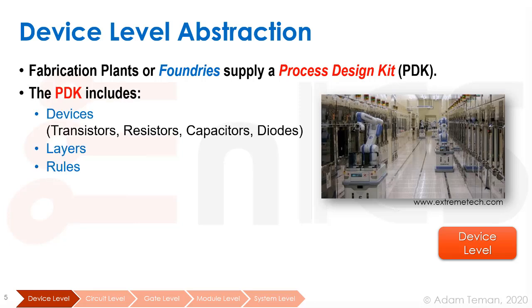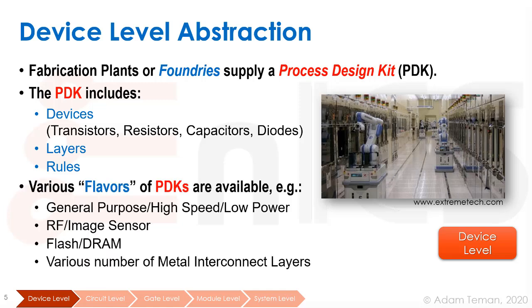The process design kit includes devices such as transistors, resistors, capacitors, diodes. It has layers, which layers you're going to build the layout out of, and design rules: which sizes of transistors you can use, how you can put the layers next to each other, and so forth and so on. Various flavors of PDKs are available.